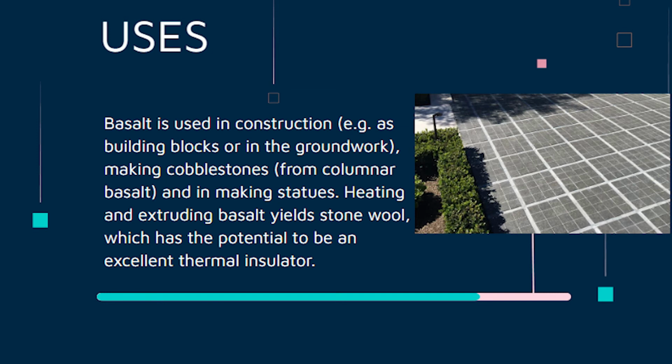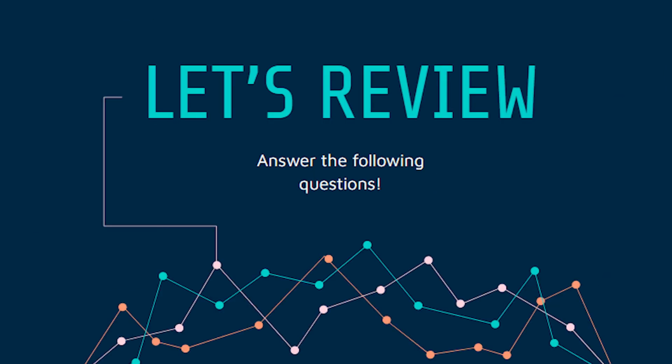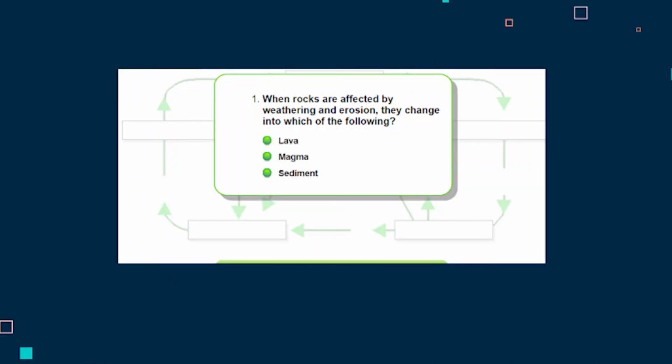Now we're gonna review a bit, alright? So you can always go back, watch back the video, understand it a bit more, slow it down, speed it up, however you learn. I have the information there for our visual learners, and you have me talking for your audio learners. So it's all here, right? Now let's review. Number one, we have some questions here. When rocks are affected by weathering and erosion, they change into which of the following?